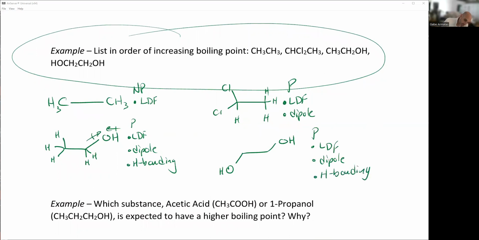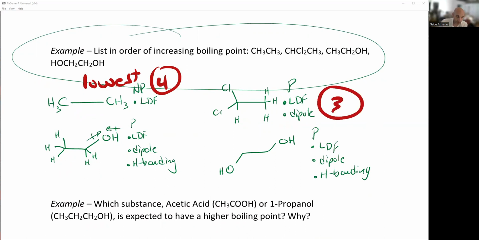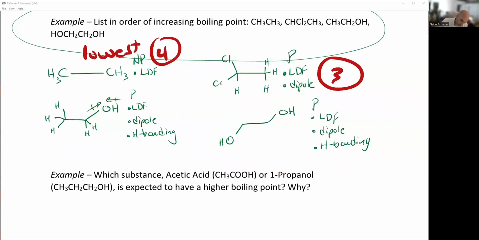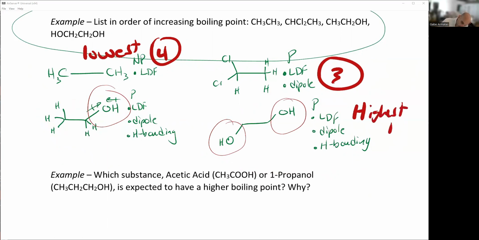So which of these is the highest boiler? Or I should say, which of these is the lowest boiler? Let's start there. This is going to be the lowest, and we're going to rank this as 4. That's last because it has the weakest forces holding it together. The next would be this one, because it has dipole-dipole but doesn't have hydrogen bonding. And now we have two that we have a choice between. Which of these is going to be the highest boiler? Well, the one in the lower right has two locations for hydrogen bonding. This has one location. So we expect the one all the way to the lower right to be the highest boiler. We'd rank that 1, and this one would be 2.